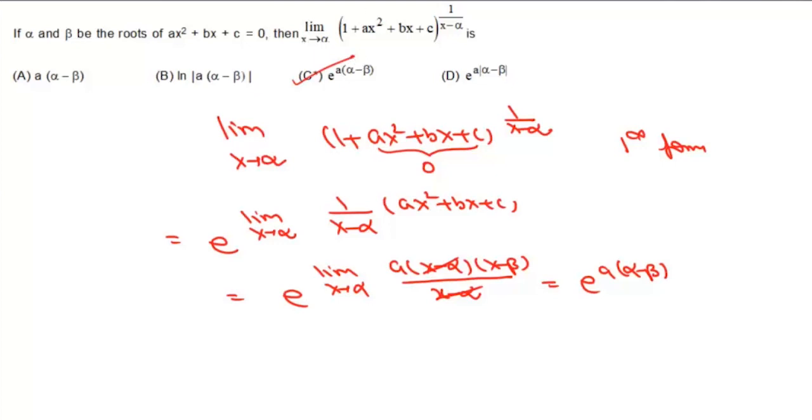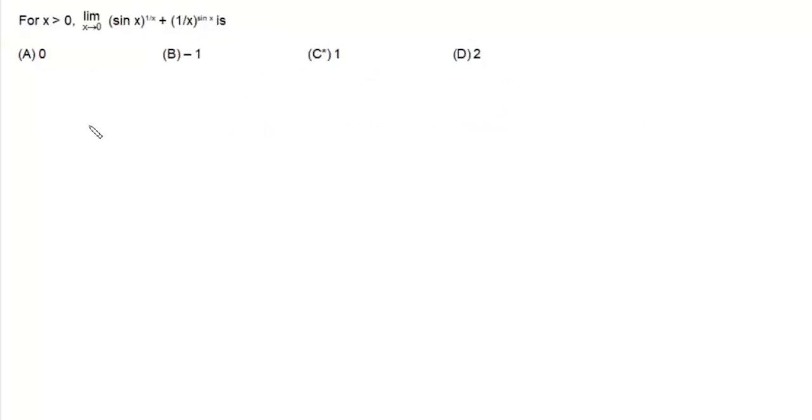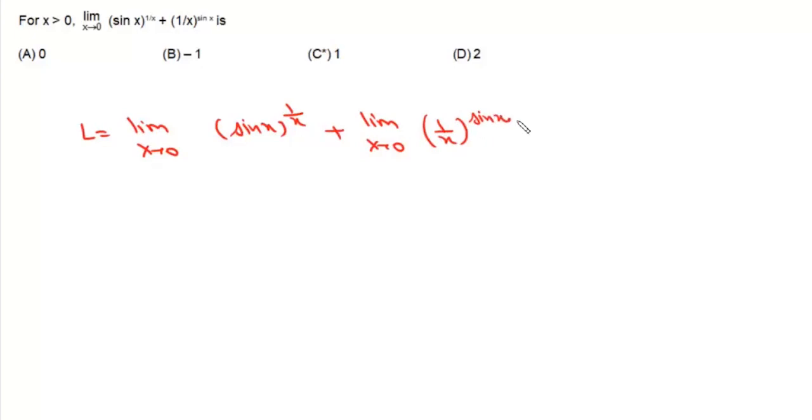Now here the question is, we need to find this limit when x tends to 0. So this is L and L, B. This limit x tends to 0, (sin x) to the power 1 by x, plus this limit x tends to 0, (1 by x) to the power sin x. Now this is 0 to the power infinite form, and this is infinity to the power 0 form. Now basically 0 to the power infinite is not an indeterminate form.